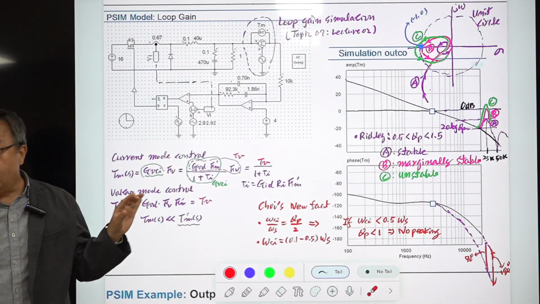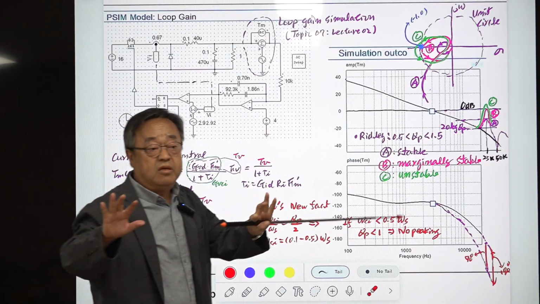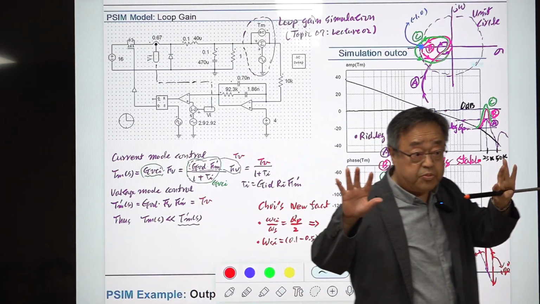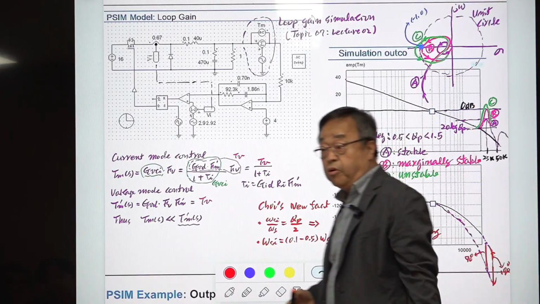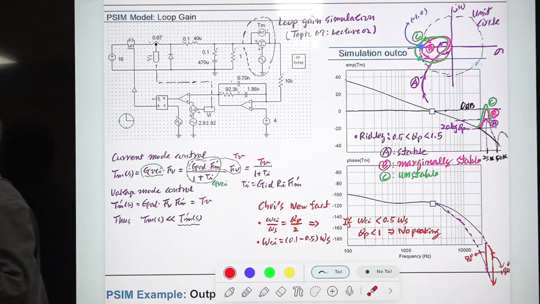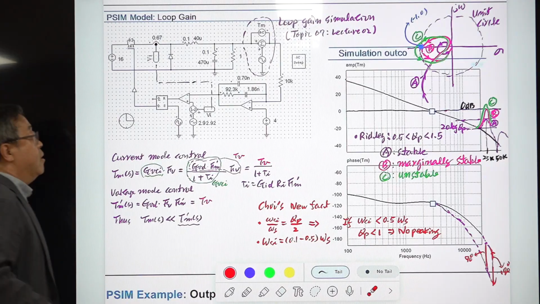This kind of analysis is very important when you are analyzing the interaction between two subsystems. You have one stable system, another stable system. You connect them together, then the combined system can be stable or unstable. So this kind of analysis is a very useful tool to predict stability, and to improve the design to have a larger stability margin.